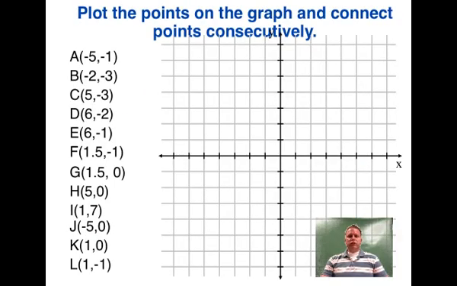Alright, so would you take a minute and try to work on plotting these points? I'm going to go kind of slow, so I'll do a point, pause, do a point, pause. So hopefully you can get ahead of me and see what kind of shape we get here. So for A, -5, -1 means left 5, down 1. I'm going to label all my points. Next, for B, I have -2, -3. So left 2, down 3.